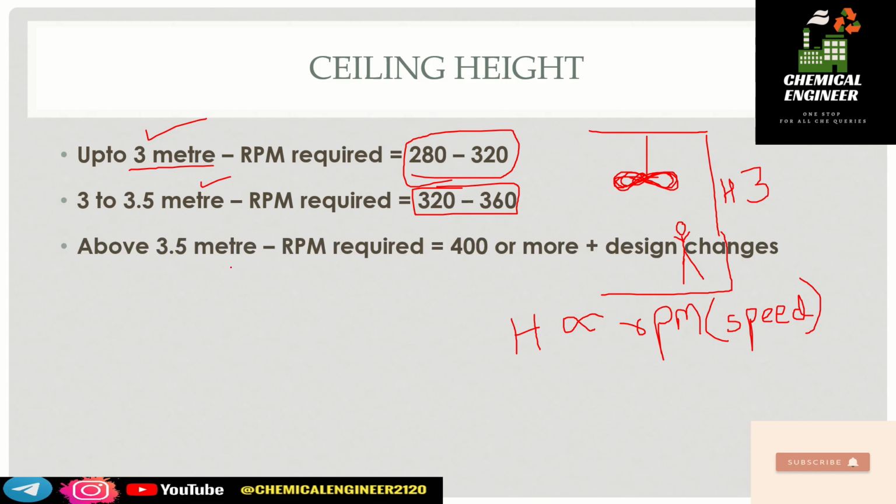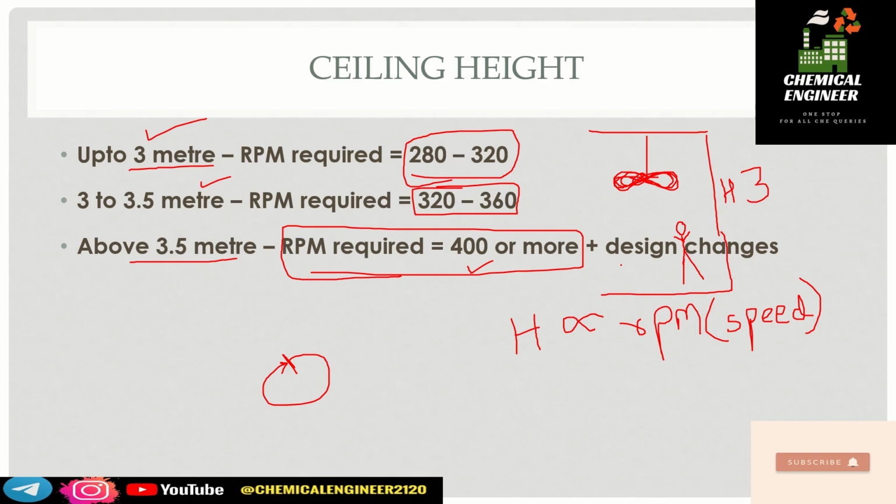Okay, and if it is above 3.5 meter, then the RPM will be 400 RPM. The fan will be 400 rotations per minute, so that one wing will rotate up to 400 times per minute. Okay, so that will be the RPM. Moreover, if it is more than 3.5 meter, then we have to increase the height of the support of the fan. So this height we have to increase from the ceiling. Okay, so this is the ceiling height and RPM relationship.